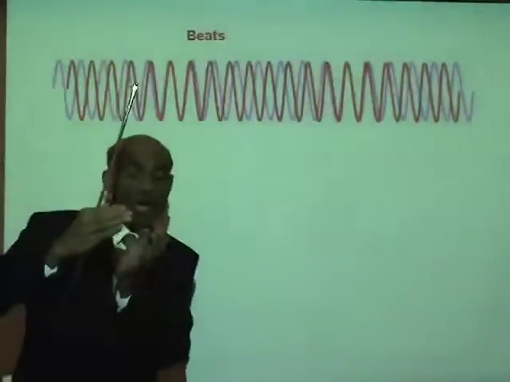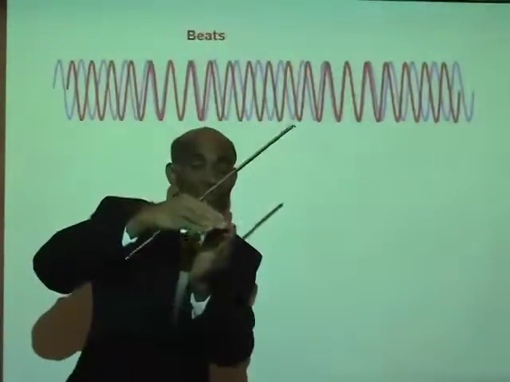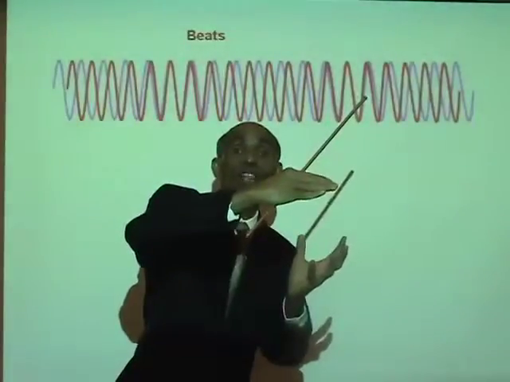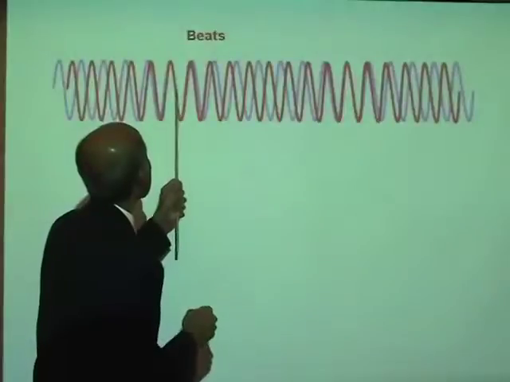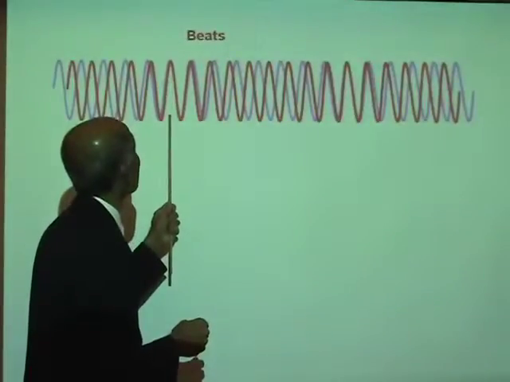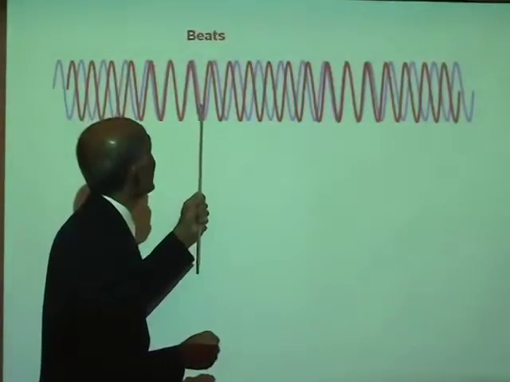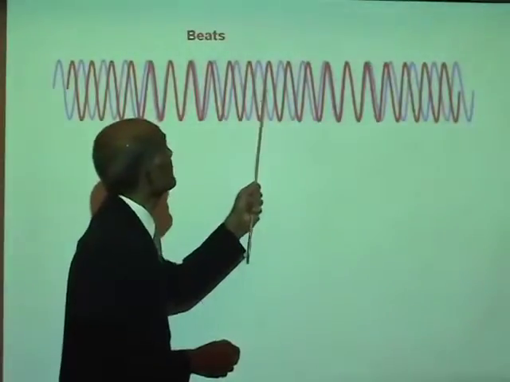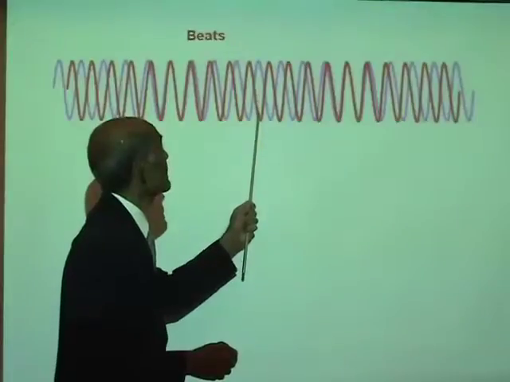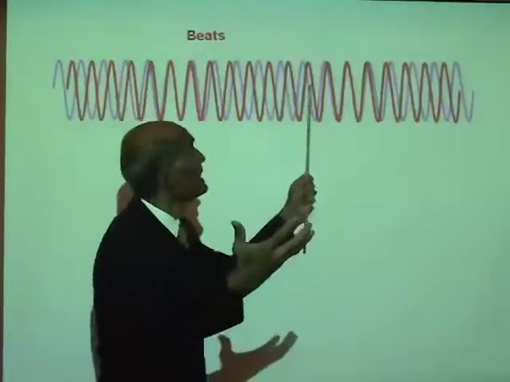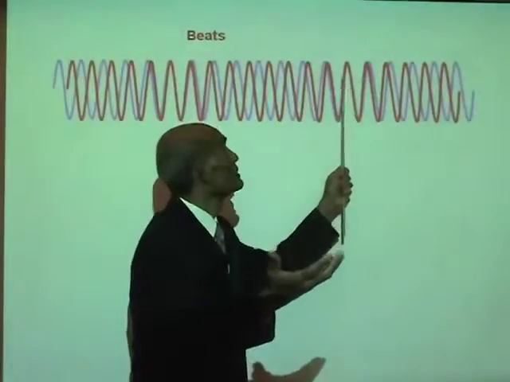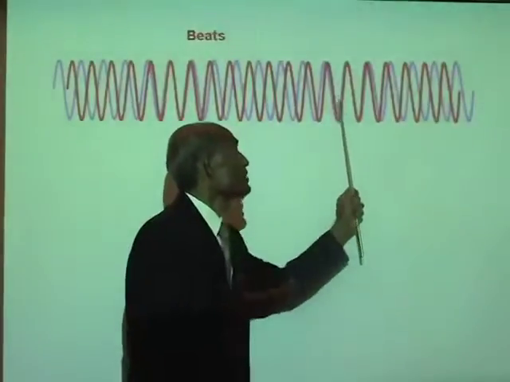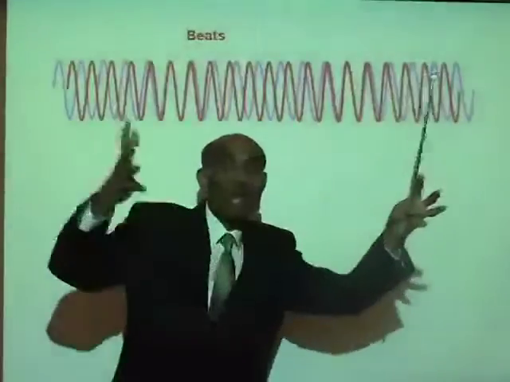But as they advance, because of the difference in the wavelength, they get in phase a little later. Look at that. They are completely in phase here. But a little while later, they get out of phase. You see it here? Here the compression falls on the rarefaction. But a little later, they get in phase. The compression falls on the compression. The rarefaction falls on the rarefaction. You get a loud sound.